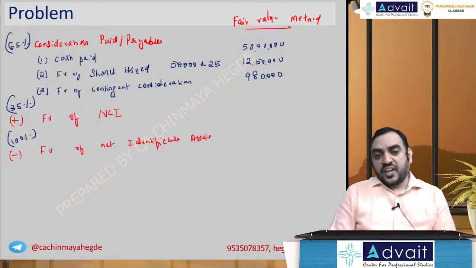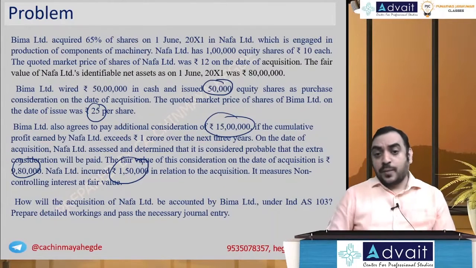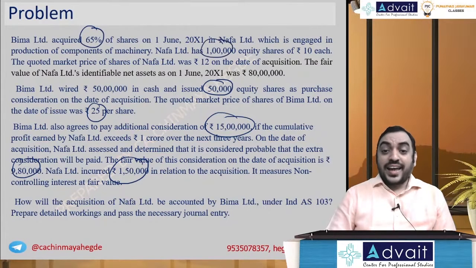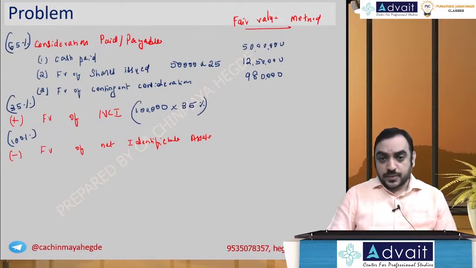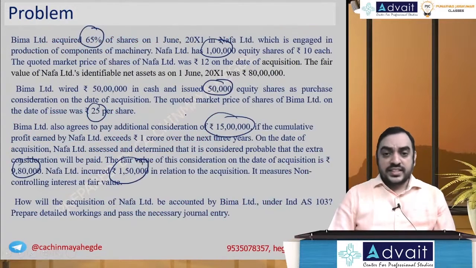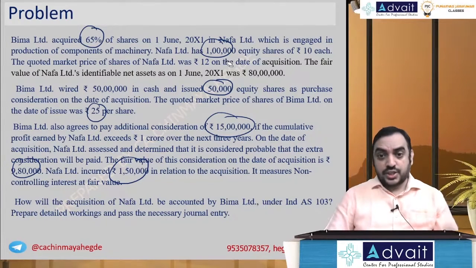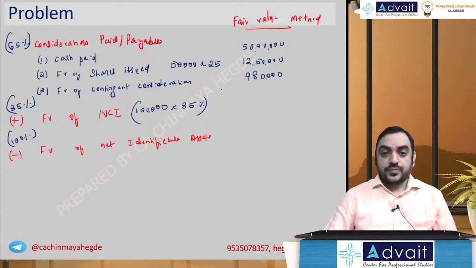Now, fair value of NCI. How many shares does NCI hold? You have acquired 65% out of 1 lakh shares, so the balance is 35%. So basically 35,000 shares belong to the outsiders. And those shares will be valued based on their market price. The quoted market price of NAFA Limited is 12 rupees. So 35,000 into 12.